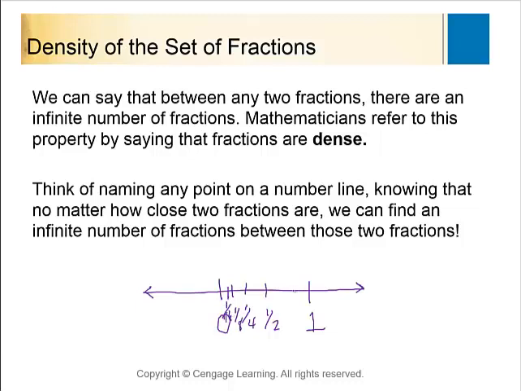And I can just keep on going, because then I could have chosen, say, 3/4 over here. And right here, I could have chosen 5/6. And it doesn't matter which two numbers that you pick. You can always find a fraction in between those two numbers, which means that it is infinitely dense. And that concludes 4.2.